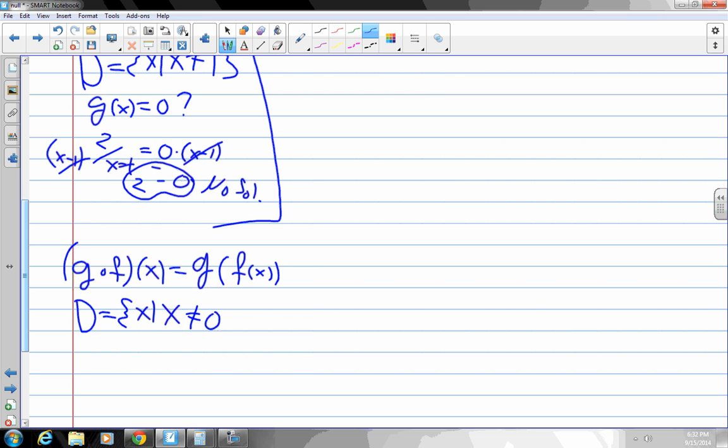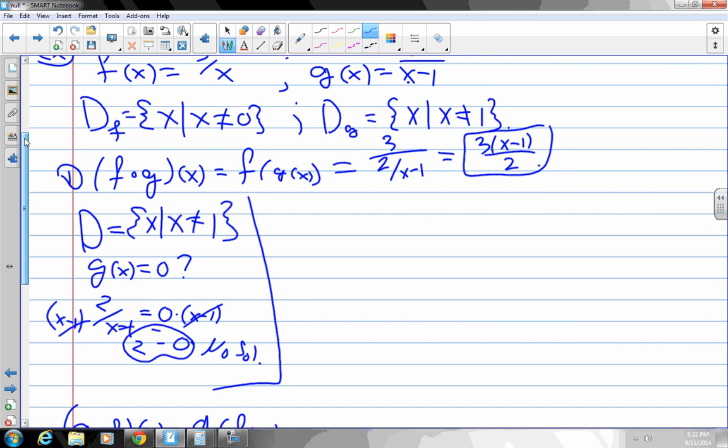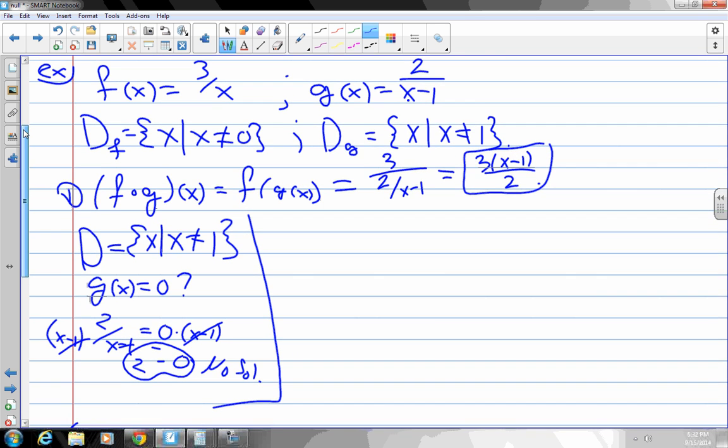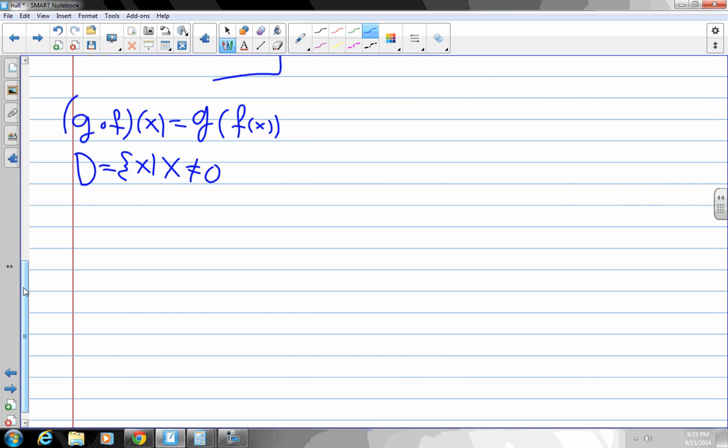And then, what is the domain of g? Yeah, everything but 1. So we know that g gets really upset if there is a 1 on the inside. So we want to make sure that f of x does not equal 1. So let's see, can f of x equal 1? Well, f of x is 3 over x, right? So the solution to this equation is x equals 3. So that's another number that we need to look out for.